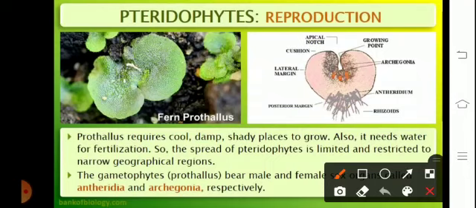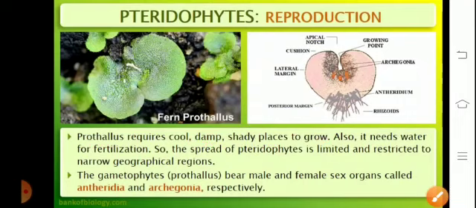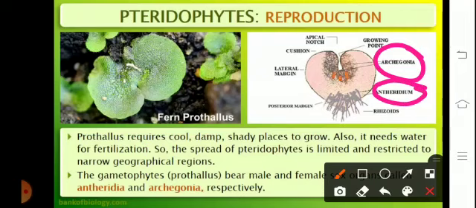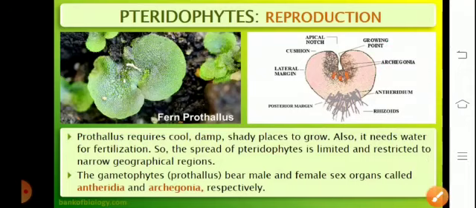Talking about the prothallus, the thallus or thalloid body is the undifferentiated body. It requires cool, damp, shady conditions to grow because it needs water for fertilization. In the diagrammatic representation, we can see the archegonia, that's the female part which produces the egg, and the antheridium, which is the male part which produces the antherozoids. Fertilization takes place between the male and the female gamete to produce the zygote.